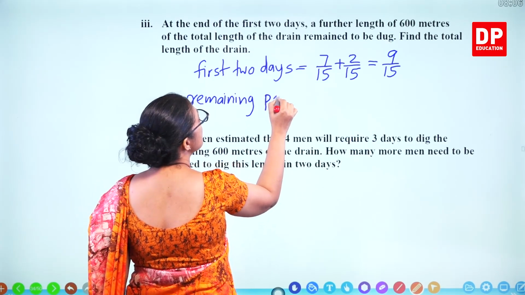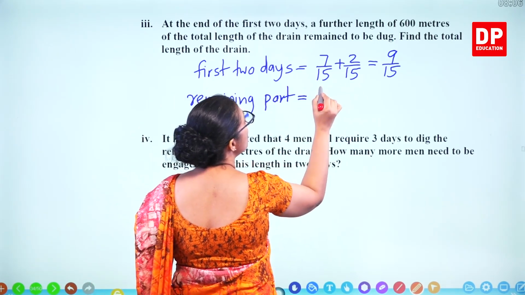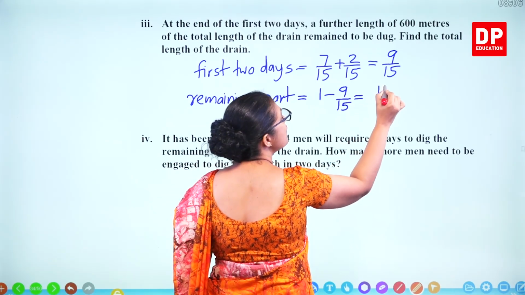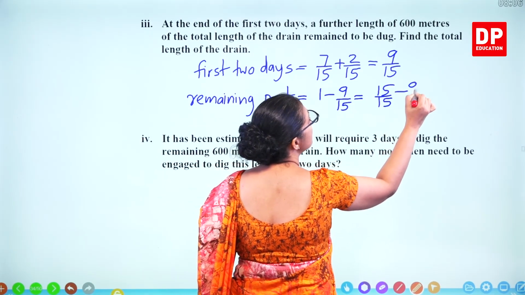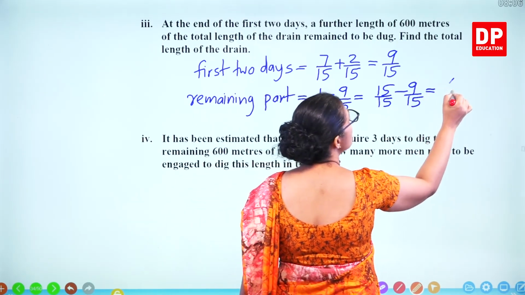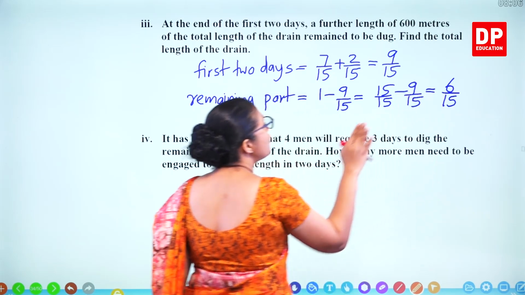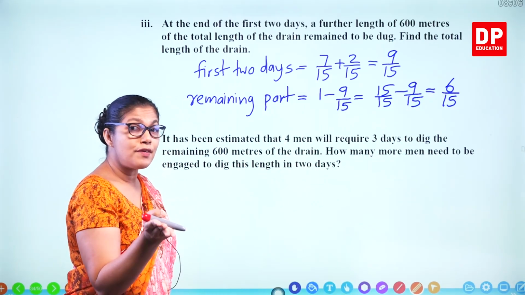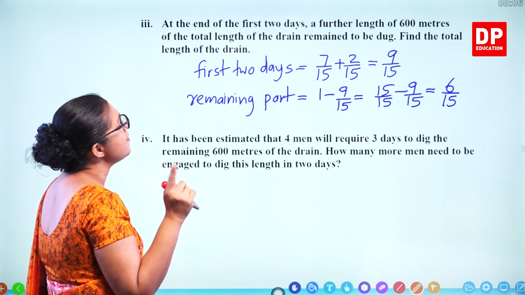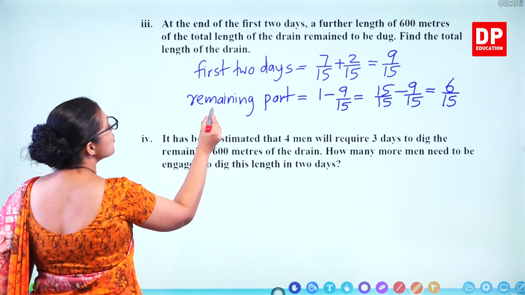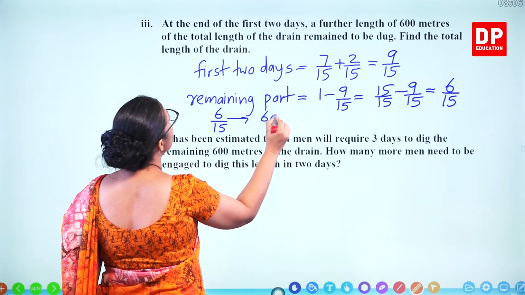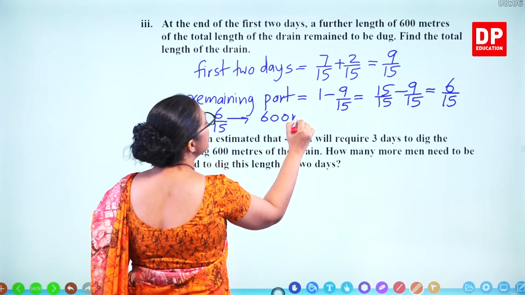Remaining part is equal to 1 minus 9 over 15. That means 15 over 15 I can write as 1. You get 6 over 15. So that part is the remaining part after first 2 days. So 600 meters of the total length of the drain remained. So 6 over 15 means 600 meter length.